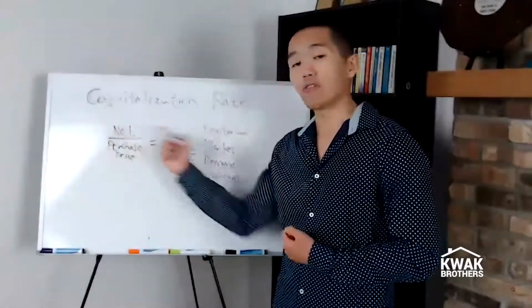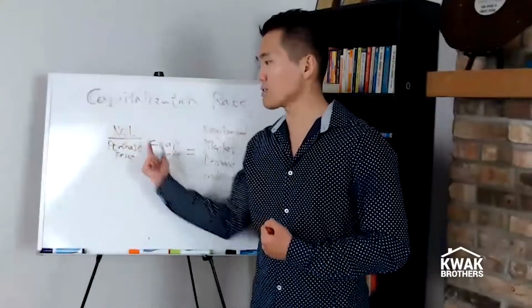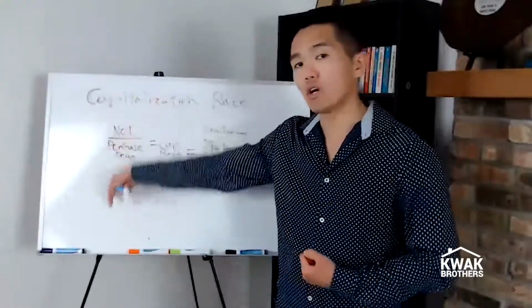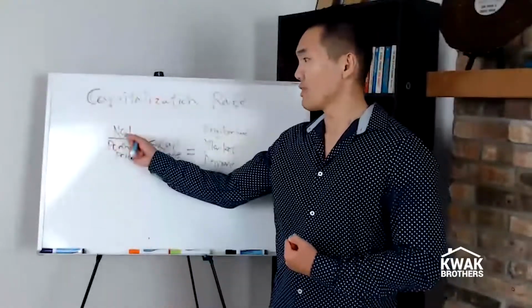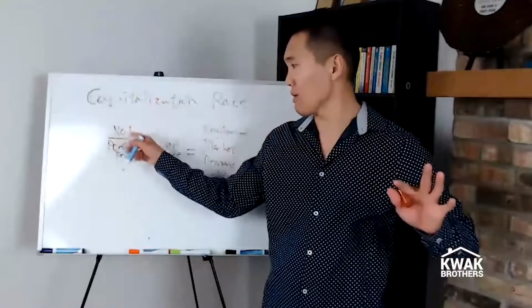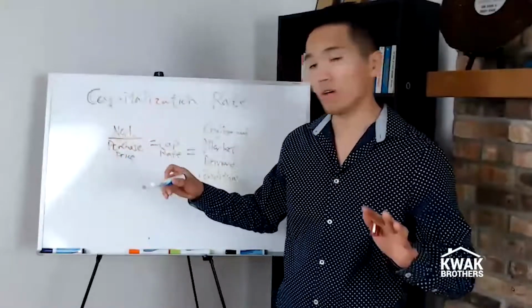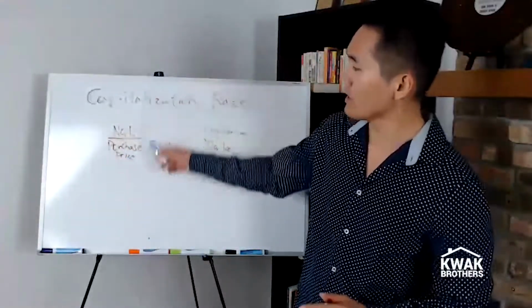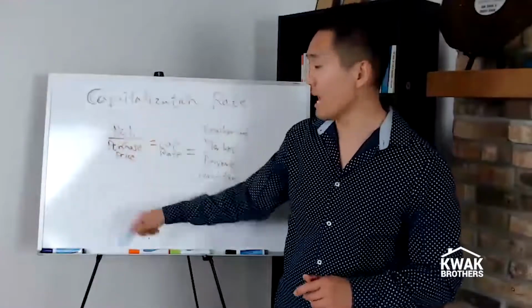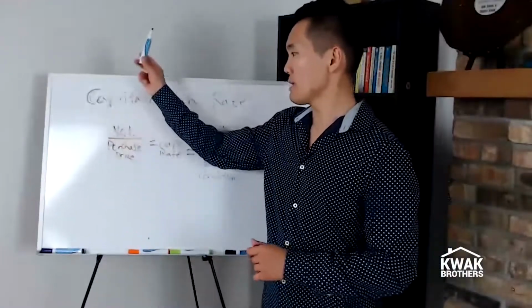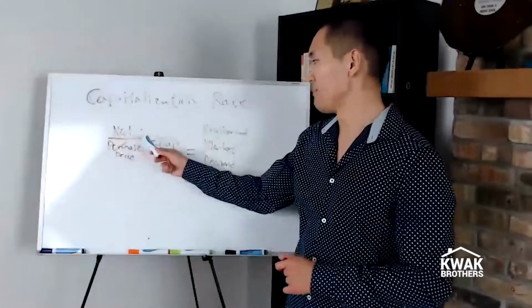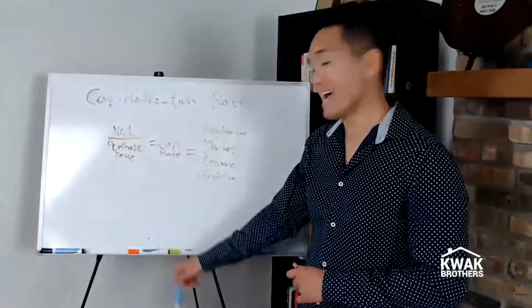Now, there's an inverse relationship here. As the cap rate goes up, your purchase price actually goes down, right? Knowing that the net operating income is the same, let's say we have a $10,000 net operating income, okay? If your cap rate goes up, well, we know that the purchase price goes down. If the purchase price goes up with the same net operating income, your cap rate goes down.